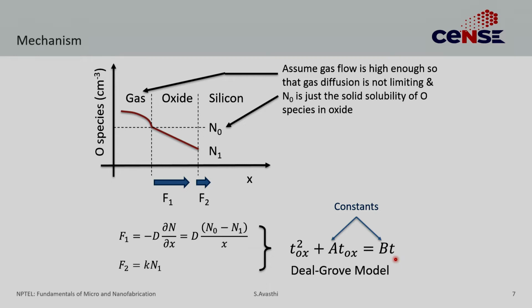Now if you want to calculate the thickness of the oxide at a given time, all you have to do is solve this second order equation. So, this is a quadratic equation, it has a quadratic formula, you can easily solve to get an answer. But we can do a little more, we can actually analyze this model a little more in detail.